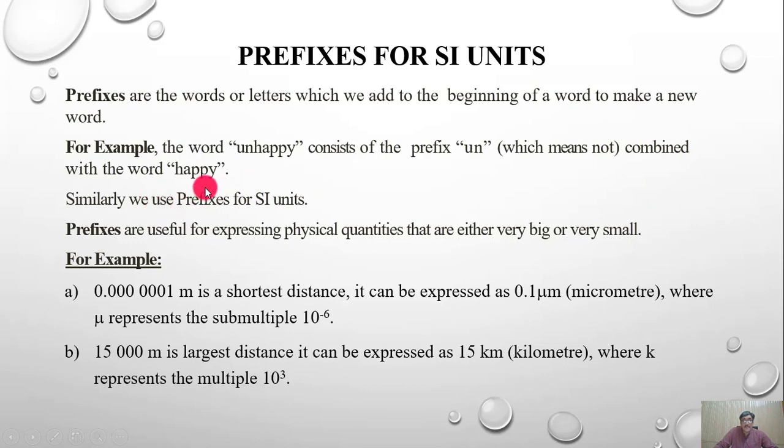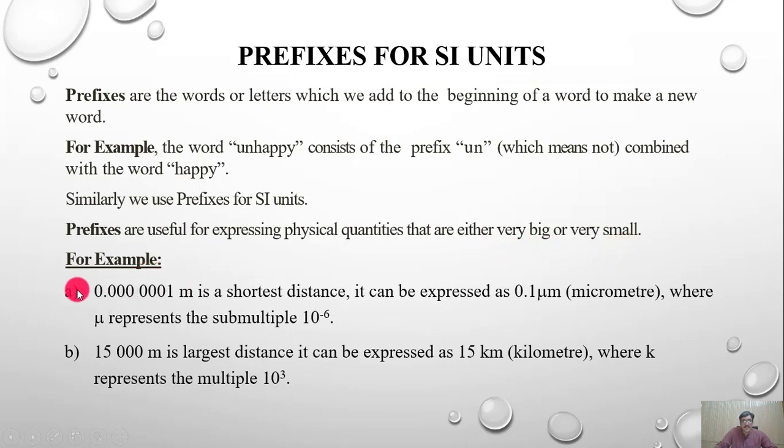Similarly, we use prefixes for SI units. Sometimes with SI units, we add some letters. When we add some letters to SI units, it becomes a prefix. Prefixes are useful for expressing physical quantities that are either very big or very small. So here are some examples.